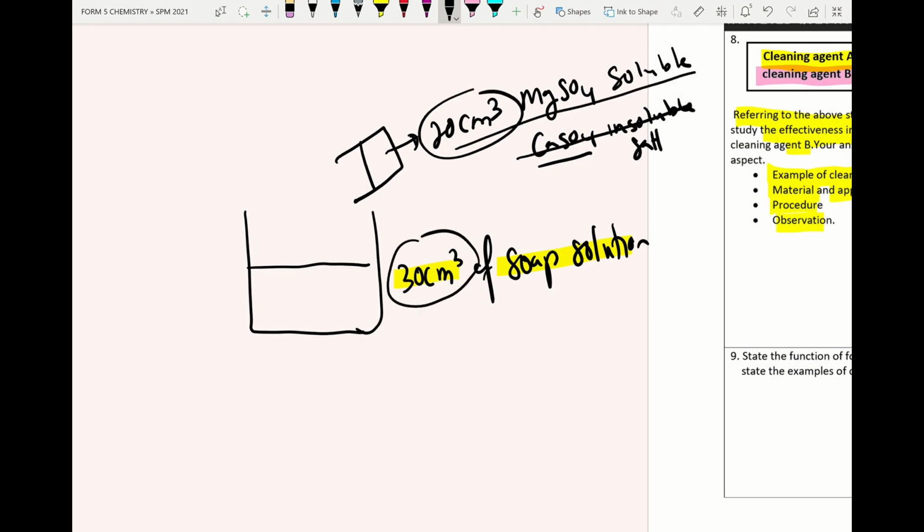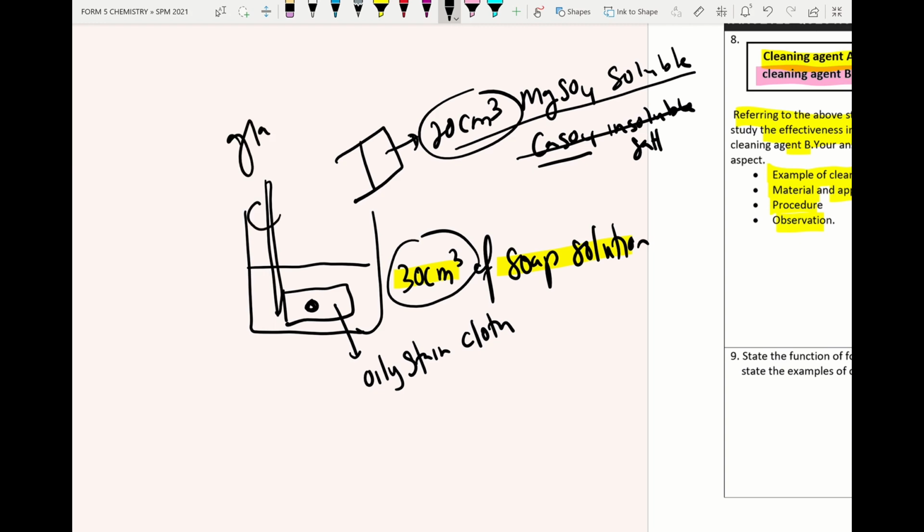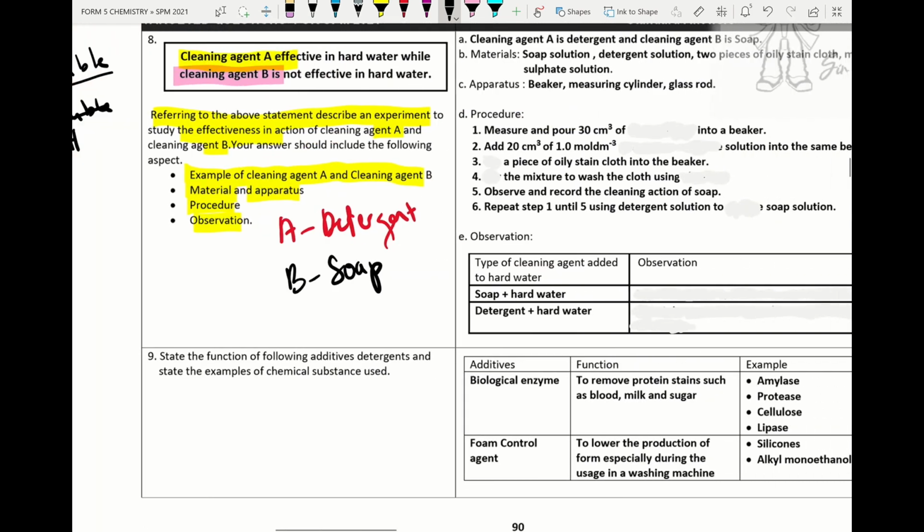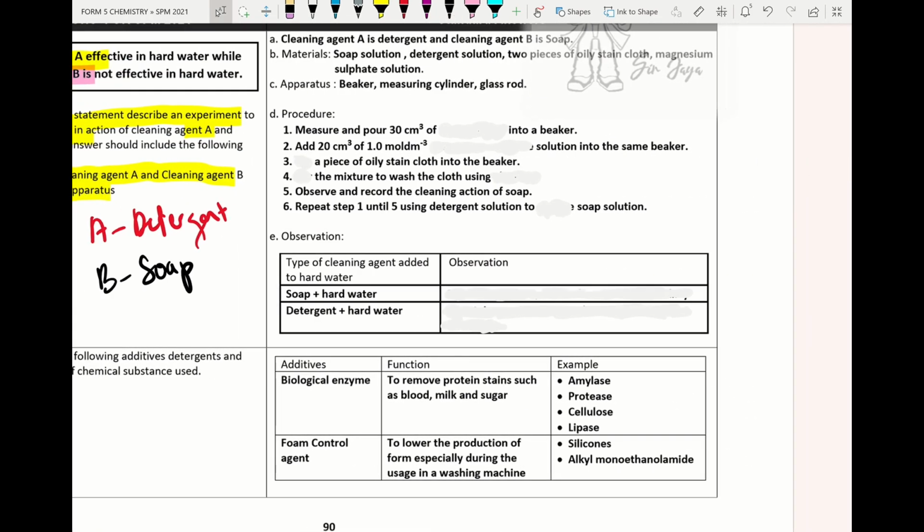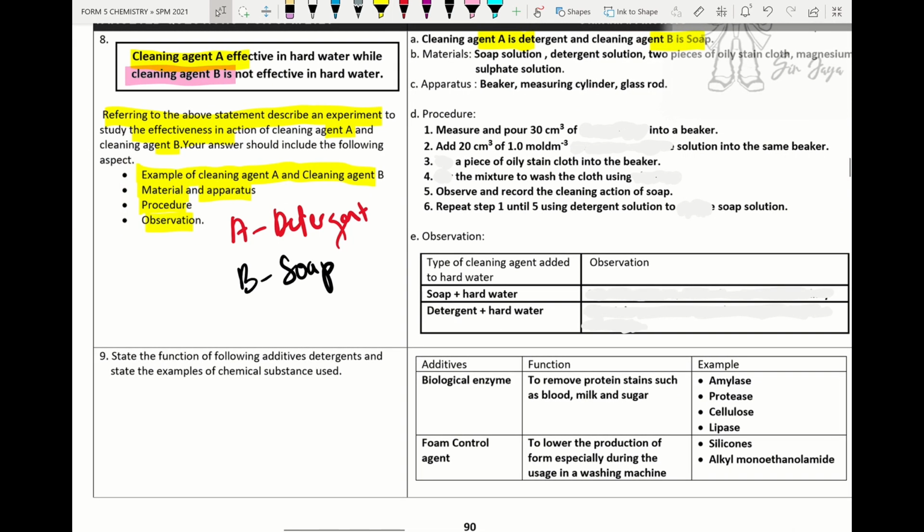20 cm³ and 30 cm³, and we put oily stain. So here we put an oily stained cloth, and we try to wash the cloth by using a glass rod. So this is the experiment that students need to describe. So the standard answer is given here. Okay, cleaning agent, they want the example, so I put cleaning agent A is detergent, cleaning agent B is soap. So I already answered the first question.